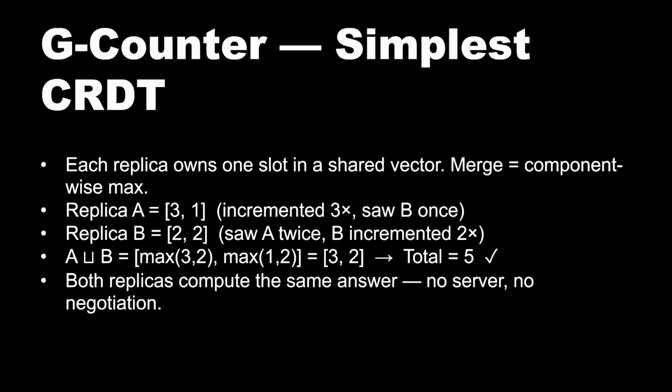Now they reconnect. How do they merge? Merge is component-wise maximum, slot by slot. Take the larger number. Both replicas compute this independently and arrive at the exact same answer. No server, no negotiation, no conflict.